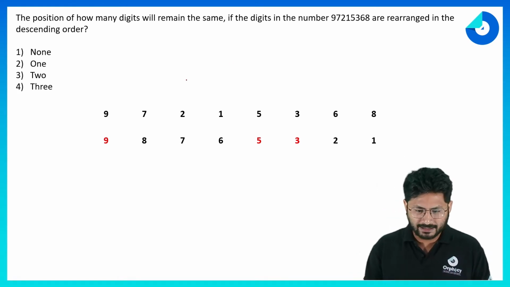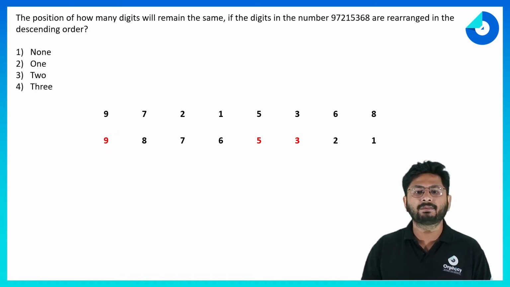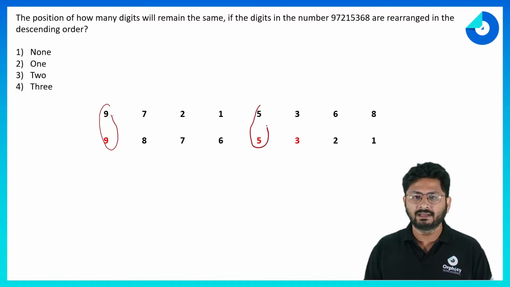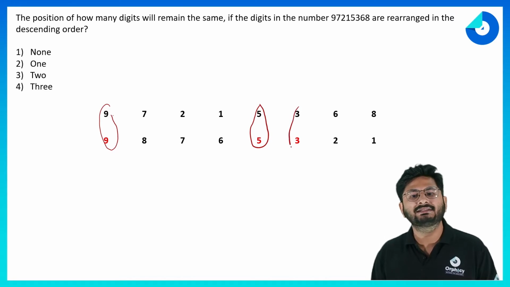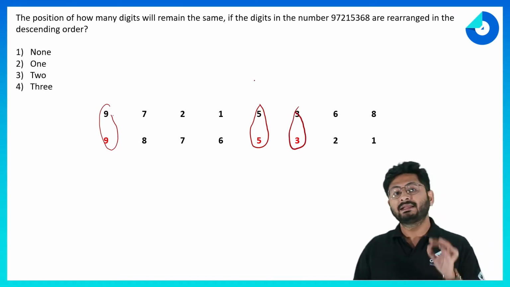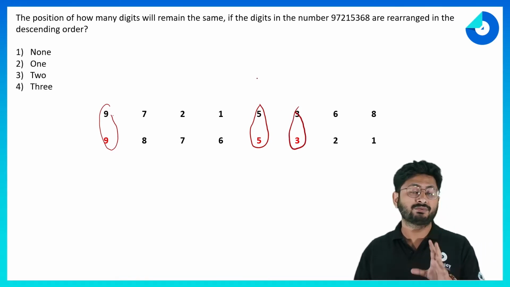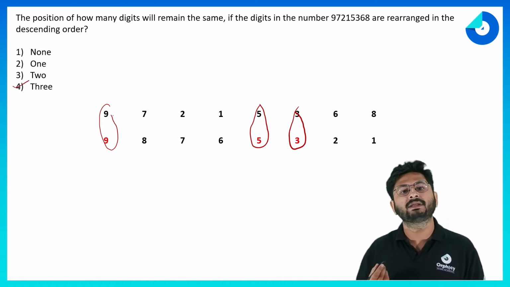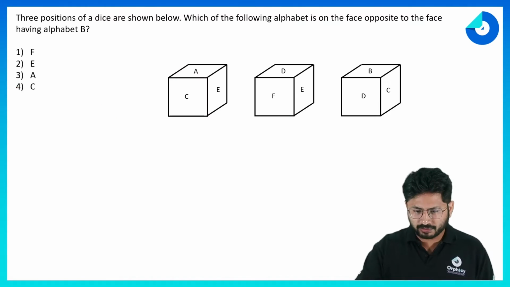So as we can see, this 9 is at the same position, right? 9 is at the same position. Then 5 at the same position and 3 at the same position. So we can say that there are 3 digits which will remain same in the same position. So that's why option 4 should be the correct answer. Let's move on to the next question.